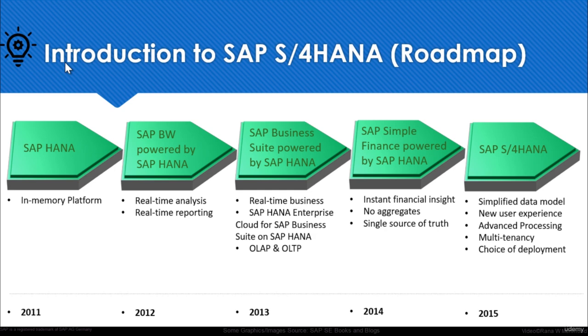Advanced processing, multi-tenancy. What is multi-tenancy? Multi-tenancy is a functionality of the SAP HANA database, where one instance of SAP S4HANA can be shared by multiple customers or multiple companies, but each company's data or database is isolated and remains invisible to other customers. Next is choice of deployment. There are three choices of deployment for SAP S4HANA: on-premise, cloud, and hybrid. I will explain this in the next slide.